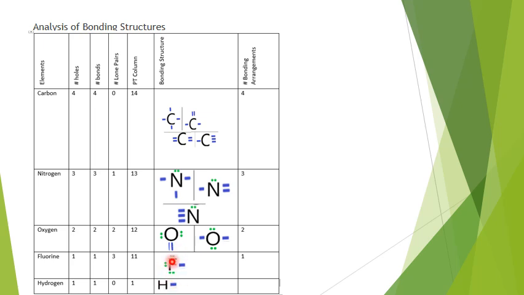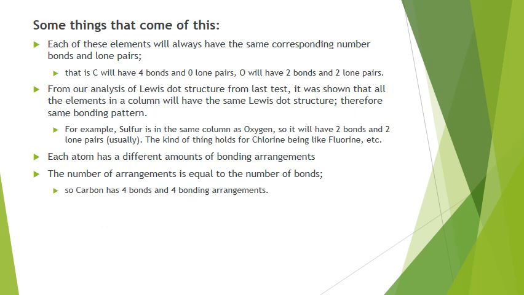And hydrogen, it looks quite a bit like fluorine, but it doesn't have lone pairs. It just has 1 bond, and could have only 1 arrangement. So if you look, it's kind of cool. The number of bonds an element can have is related to its bonding arrangements. So carbon has 4 bonds. Guess what? It's 4 bonding arrangements. And so forth. So we're going to use these bonding arrangements instead of connecting dots. And I kind of think it's a little simpler once you've really figured it out.